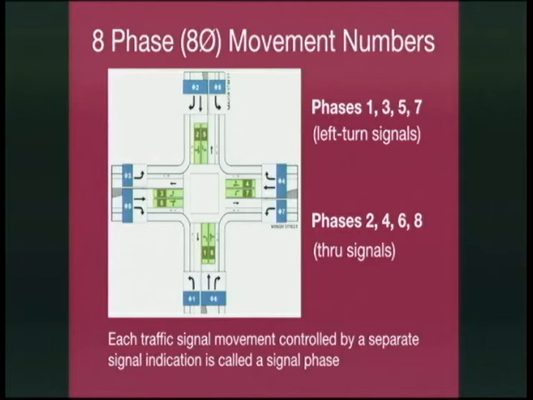When you look at a traffic signal, the arrows are numbered with odd numbers, 1, 3, 5, 7, and the throughs are even numbers. These 8 phase numbers have been used for about 50 years. Okay, so every separate movement at a traffic signal is given one of these numbers.